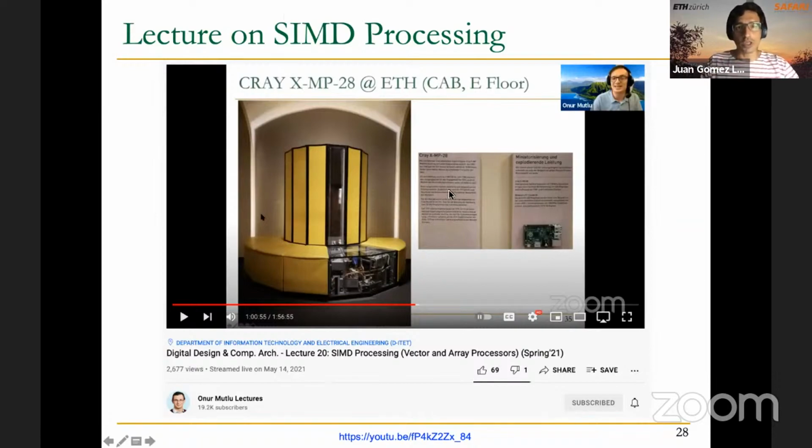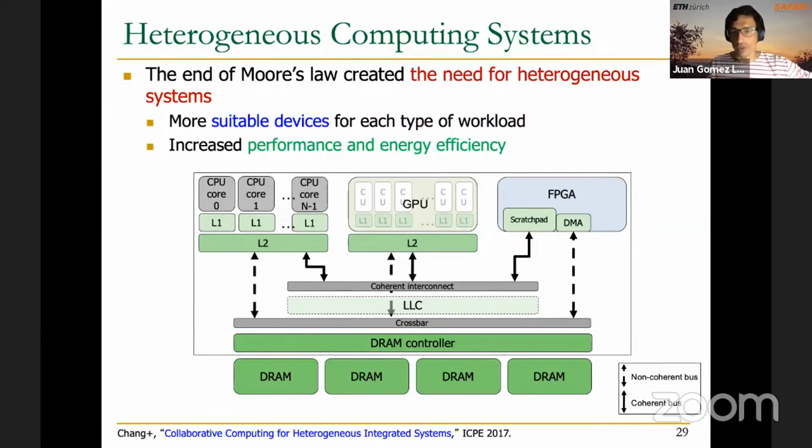So I was recommending this lecture on SIMD processing. If you want to go deeper into the understanding, Professor Mutlu, for example, also talks in this lecture about Cray systems, which were very powerful machines, powerful supercomputers using vector processing units. And at ETH, we have a nice one from the 80s that you can visit someday if you are around the CAB building. Okay, now we are done with SIMD processors.